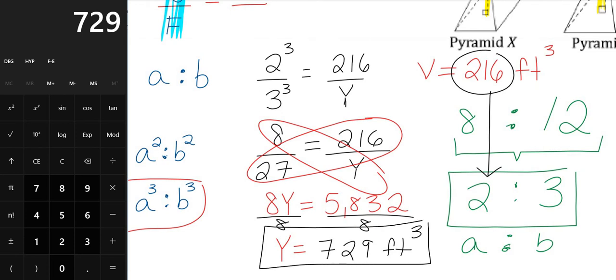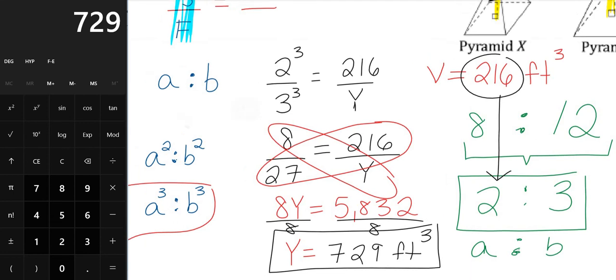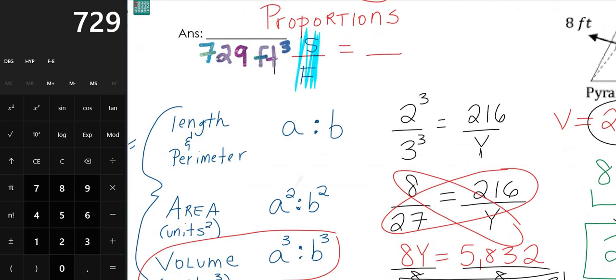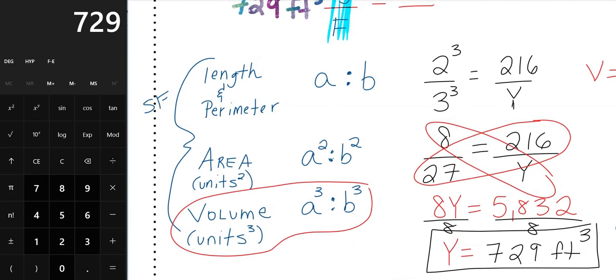So let's go to the top and let's write it in. 729 feet cubed. So remember, similarity, you're going to use proportions, proportions, proportions. Just make sure that when you decide on your scale factor, as you're setting up your proportion, you're using the correct scale factor. If you're just solving for a missing side length or a perimeter, then just use the regular scale factor. A pair of sides simplified gives you that regular scale factor.